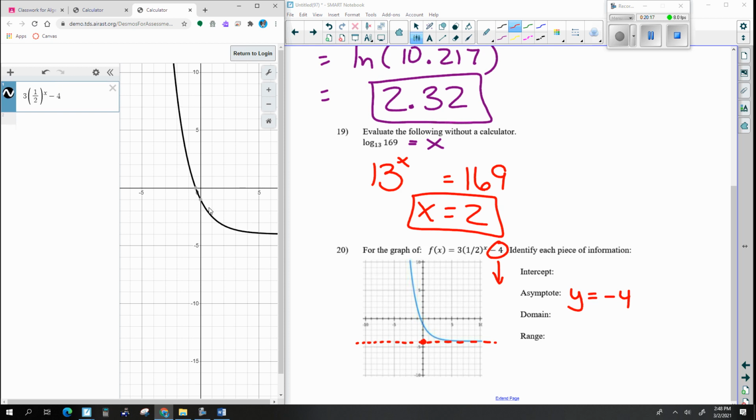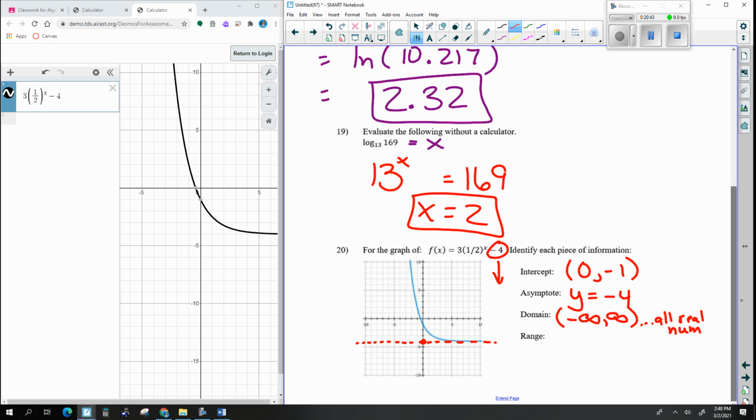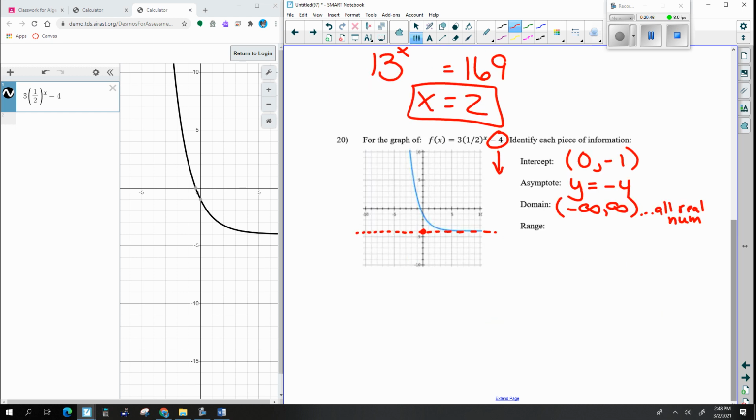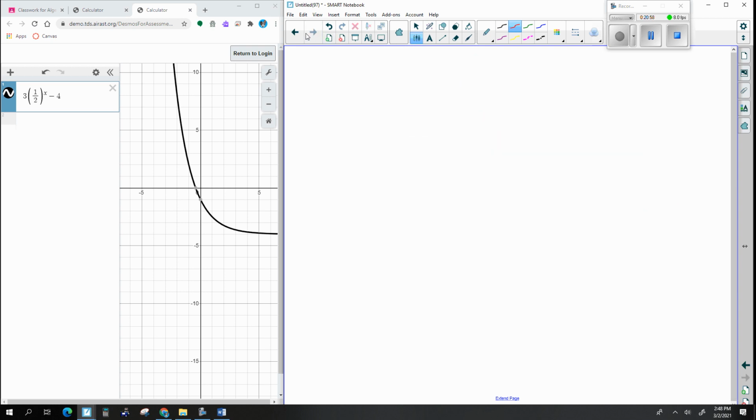There it is. Okay, the intercept. I'm assuming they're interested in the y-intercept, not the x-intercept. So their intercept is at (0, -1). That's what I very much assume that they're after. Domain, it'll go left and right. It's all good. And the range, it has a bottom floor at -4, but it will go up forever. So this is y is greater than -4. That's it. That is all.